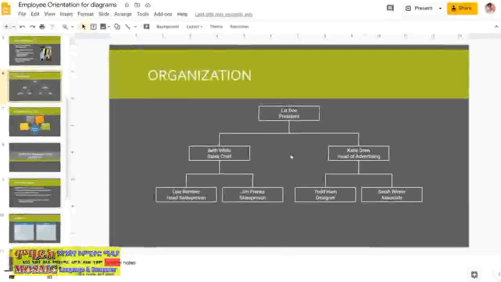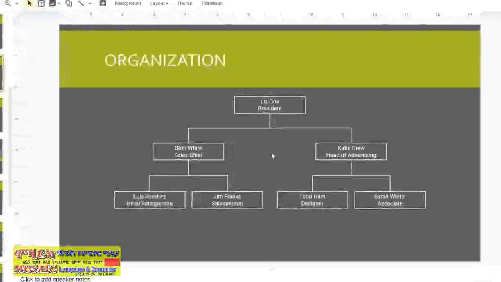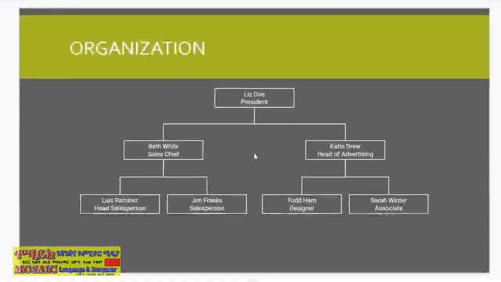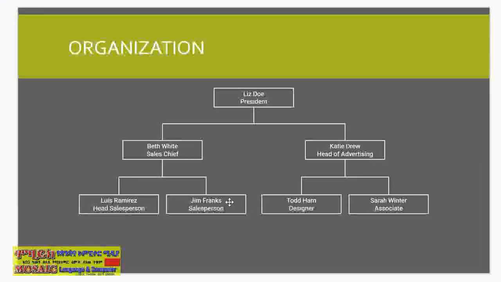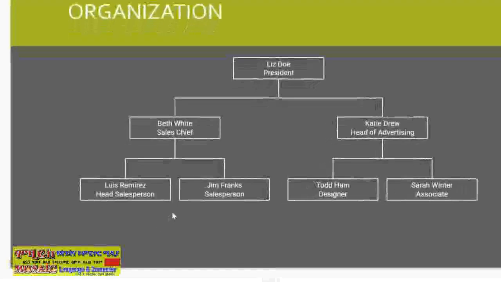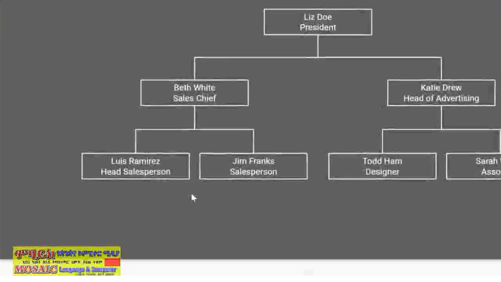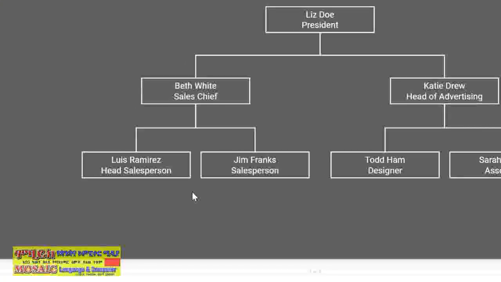Okay, I've updated all the names in the diagram, but I need to make a structural change. Jim Franks should actually be underneath Luis Ramirez. Making this change is going to be a little tricky, so you might want to follow my steps exactly until you get some practice at it.